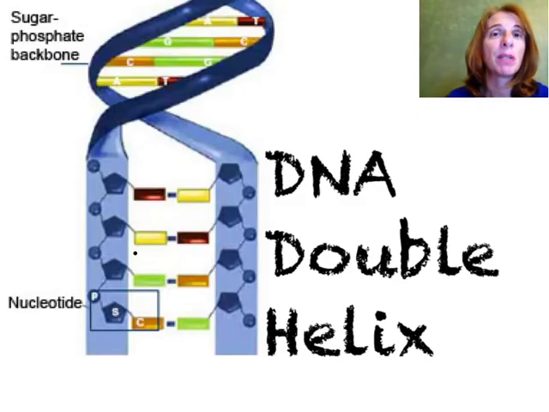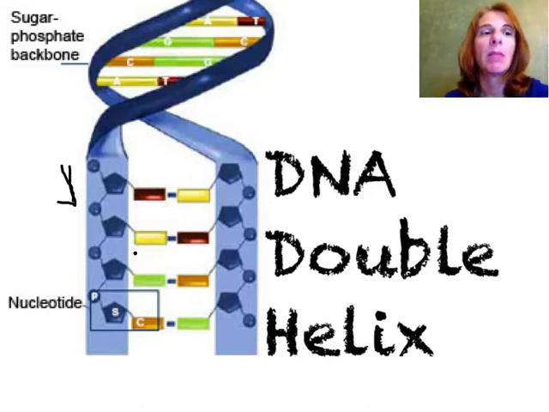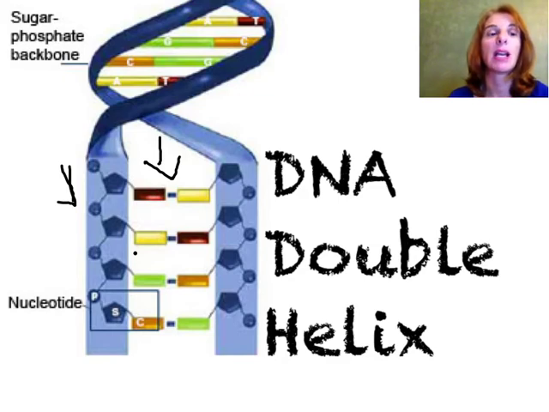So here's a zoomed in picture of DNA, and you can see how the nucleotides are put together. In DNA it forms a ladder. The sugar and the phosphate make up the backbone of the ladder, and then the bases make up the rungs of the ladder. The order of those bases, the adenine, thymine, cytosine, and guanine, is going to determine what information the DNA carries.